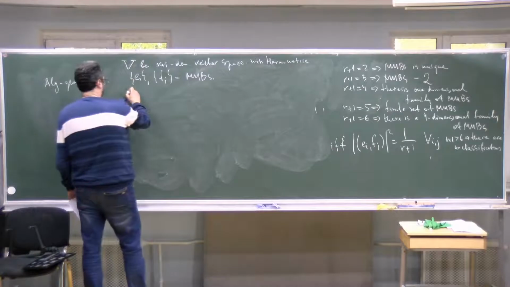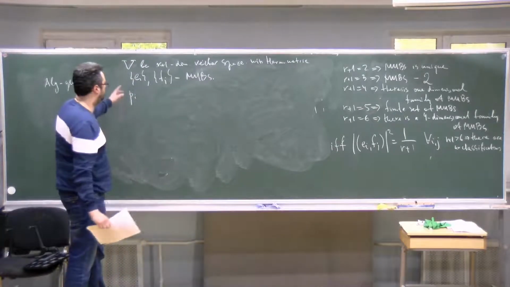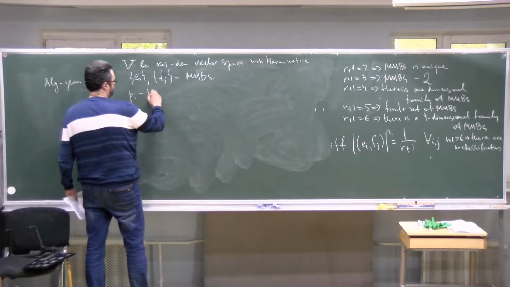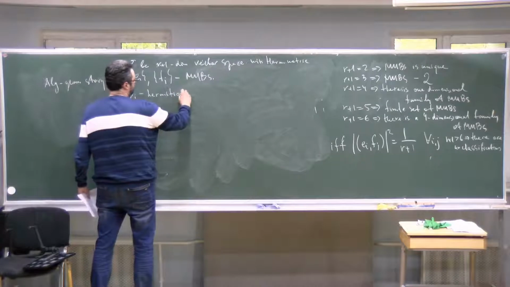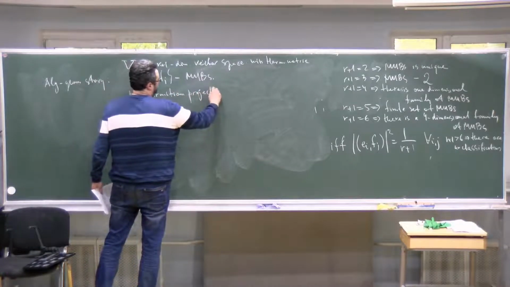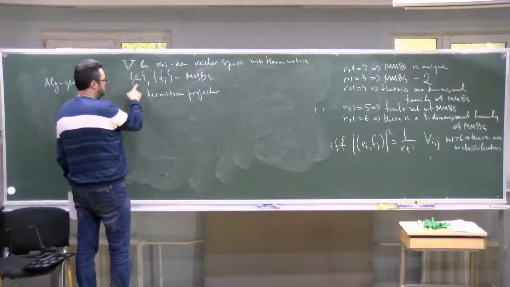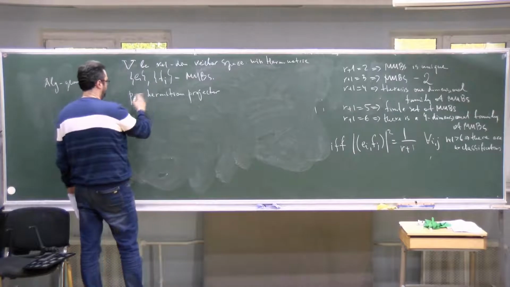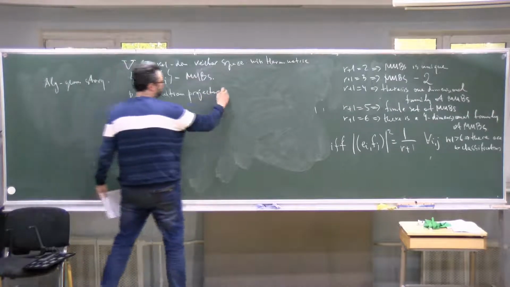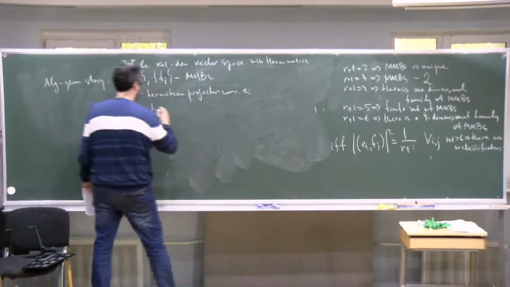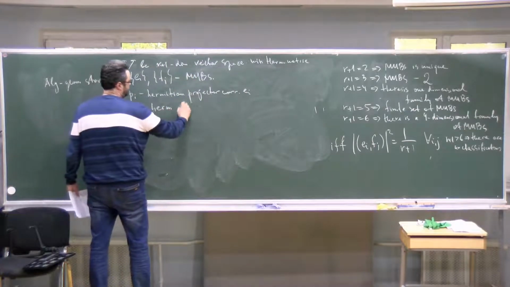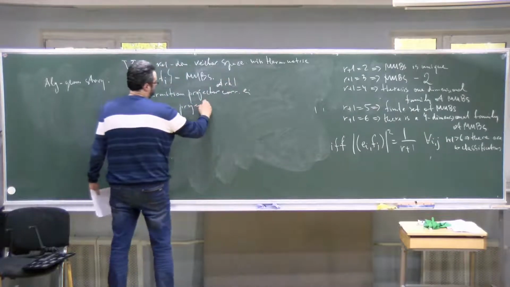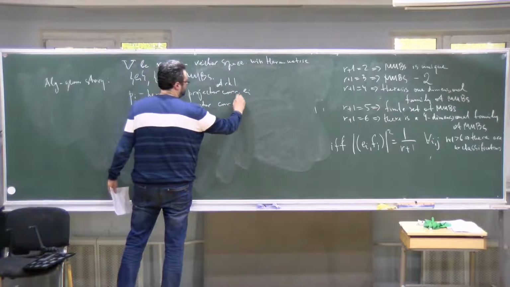Let us consider Hermitian projectors corresponding to E_i. P_i is a Hermitian projector corresponding to E_i, which means that the image of P_i is E_i. Analogously, Q_j are the Hermitian projectors of rank 1, of course, corresponding to F_j.